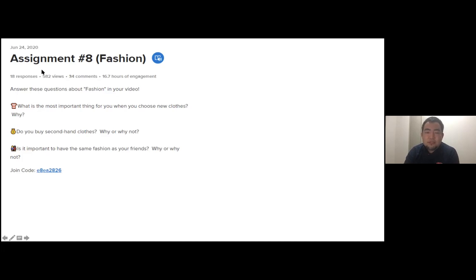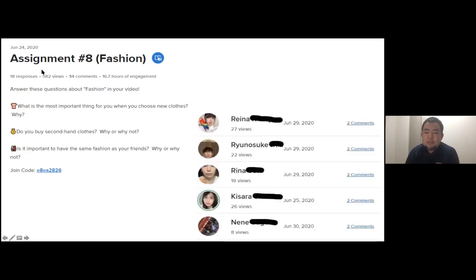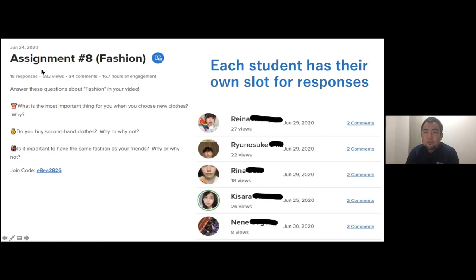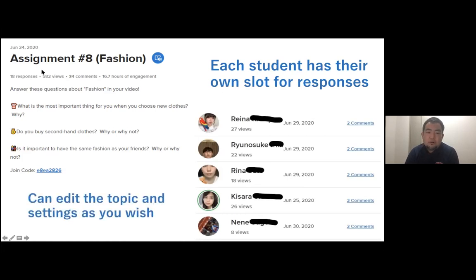So each week they answer these 3 questions and they post it to the site. Each student has their own slot for communicating with their classmates or receiving questions and comments from each other. And you're also able to edit the topic and the settings for each topic as you wish. For example, you can have a time limit. I usually give them 3 minutes to answer 3 questions. You can go as much as 10 minutes.